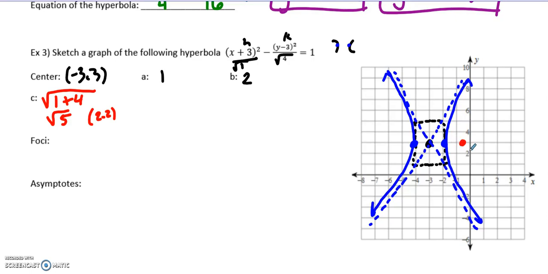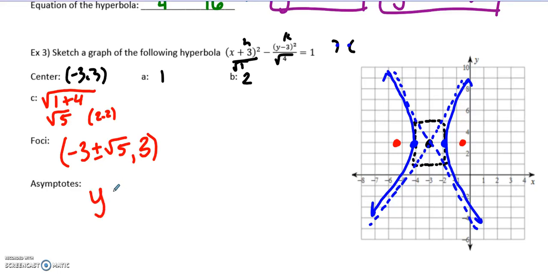Notice how it's inside the graph. I don't care about major and minor this time. Inside is all I care about. So the foci are moving in the x direction. That means I take my center and go plus or minus root 5 in the x direction, keeping the y value the same. And lastly, for the asymptotes, you can go ahead and write these out.